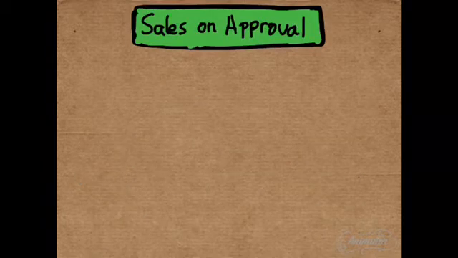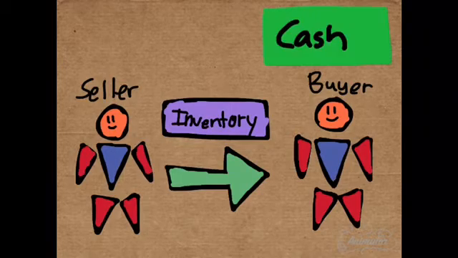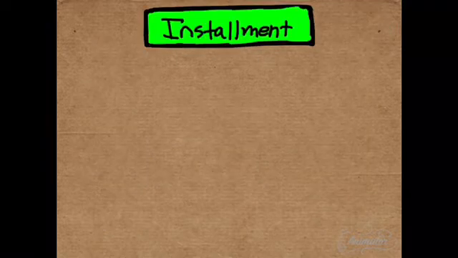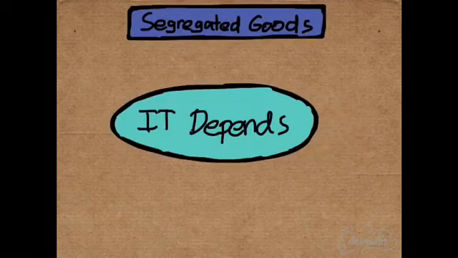If we're talking about sales on approval, the seller would give his inventory to the buyer, but the seller retains the ownership unless the buyer has made a partial payment. And the next one is sales on installment, which is almost the same as what we've talked about earlier. The seller would still retain the ownership unless the buyer has made the first initial payment.